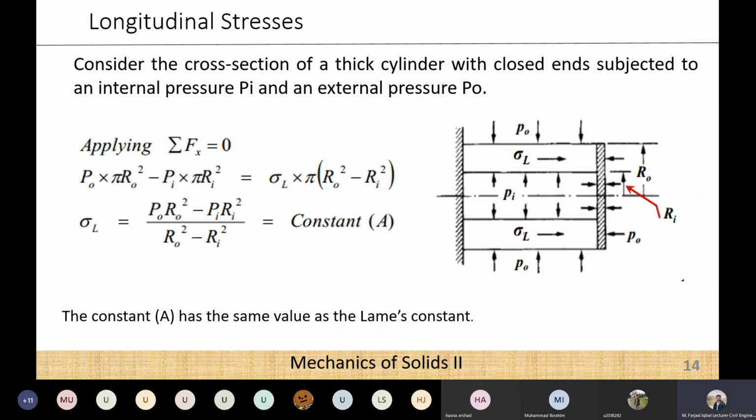And the final thing is, we have determined the radial and hoop stresses, but we didn't determine any expression for the longitudinal stresses. Obviously, they are constant for different cross sections, but we need to figure out what its value is on one cross section. Then we can use the same value for all the cases. So for longitudinal stresses, let's suppose we have this cross section.